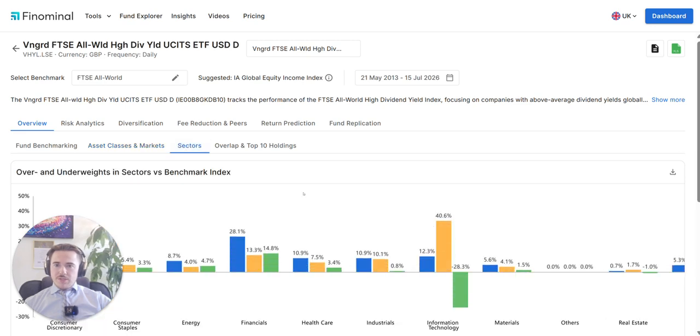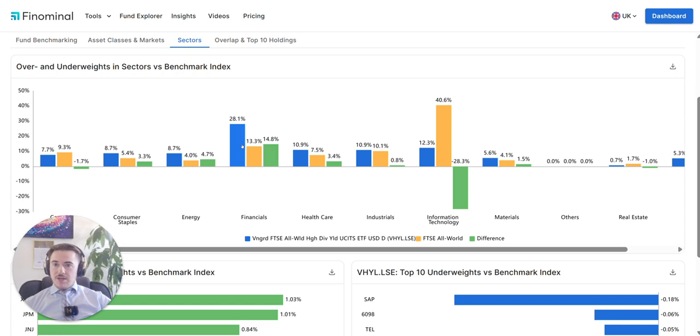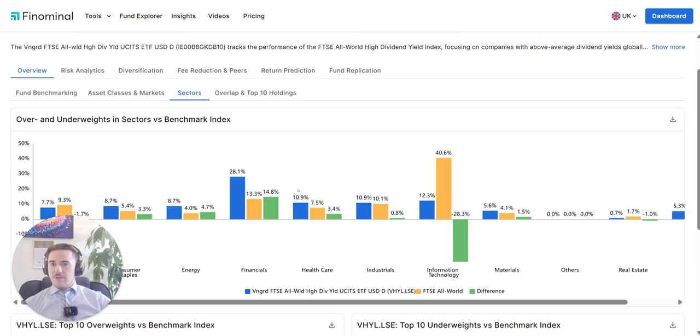Moving forward to sectors, we can see the majority of the fund is invested in financials at 28.1%, which I would expect to see for an income producing fund. We've also got quite an underweight in information tech versus the benchmark, with 12.3% for the fund versus the benchmark's 40.6%. Though we've also got a heavy underexposure to the US that may also be attributed to that. We can see the other sector exposures shown here, but the main things I would note are a sector bet in financials and a strong difference in information tech versus the benchmark.